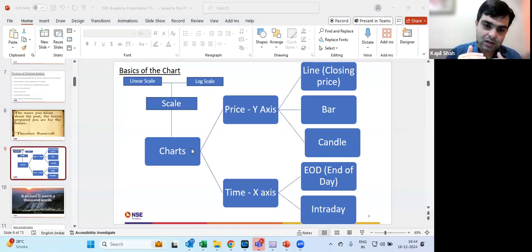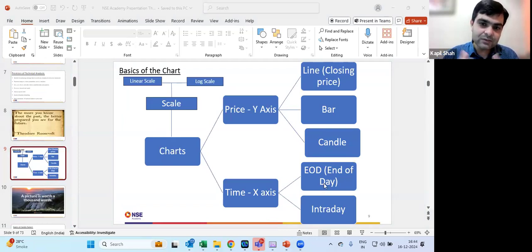So basically, in whatever charts we are seeing, one thing is how the price momentum is getting recorded. Through the candles, through the line, it gets recorded. We will get into a little bit of detail of what candlesticks are all about. And then there are time intervals as well.